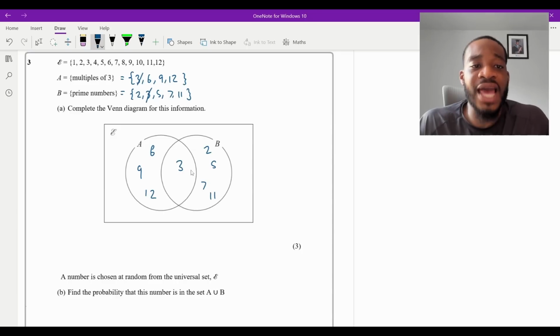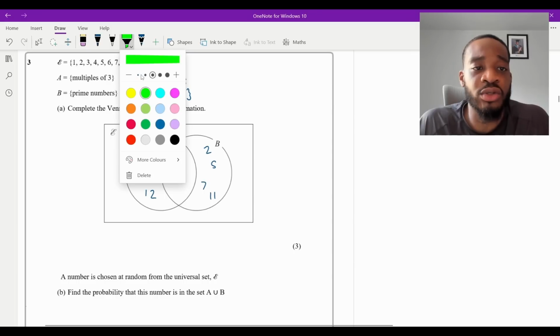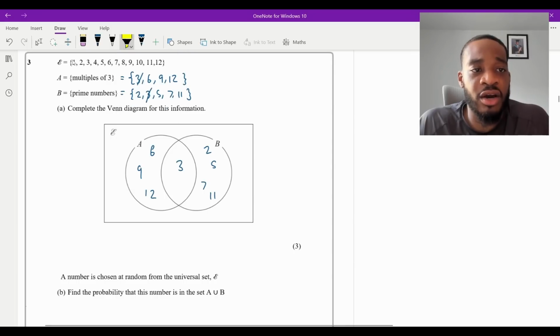Now remember, do not forget the outside. The numbers on the outside are the numbers that we haven't looked at, which are in the universal set, right? Which is going to be a 1. We've got a 2. We've got a 3. There's no 4. We've got a 5. We have a 6. We have a 7. We don't have 8. We have a 9. We don't have 10. And we have 11 and 12. So the only numbers that are going to be on the outside are going to be 1, 4, 8, and 10. And that will give you the 3 marks for part A.